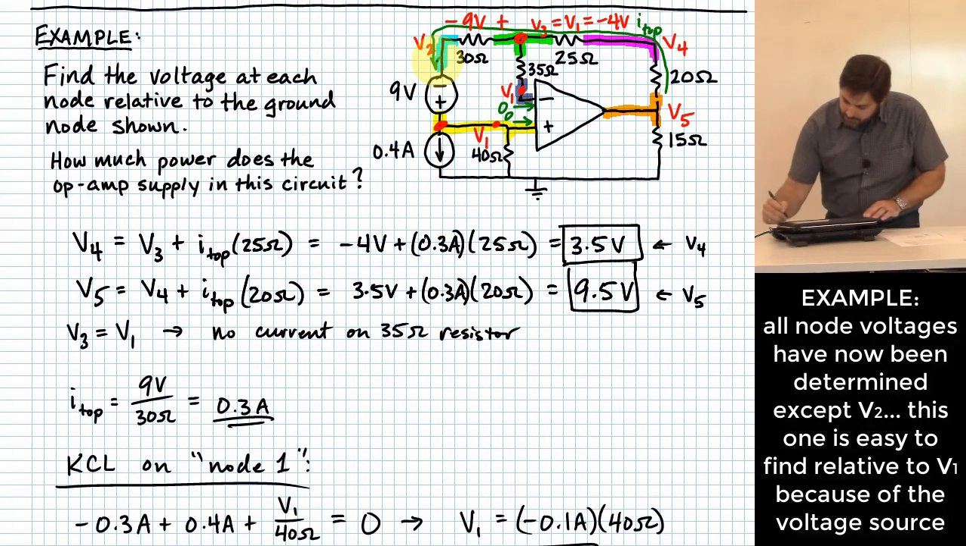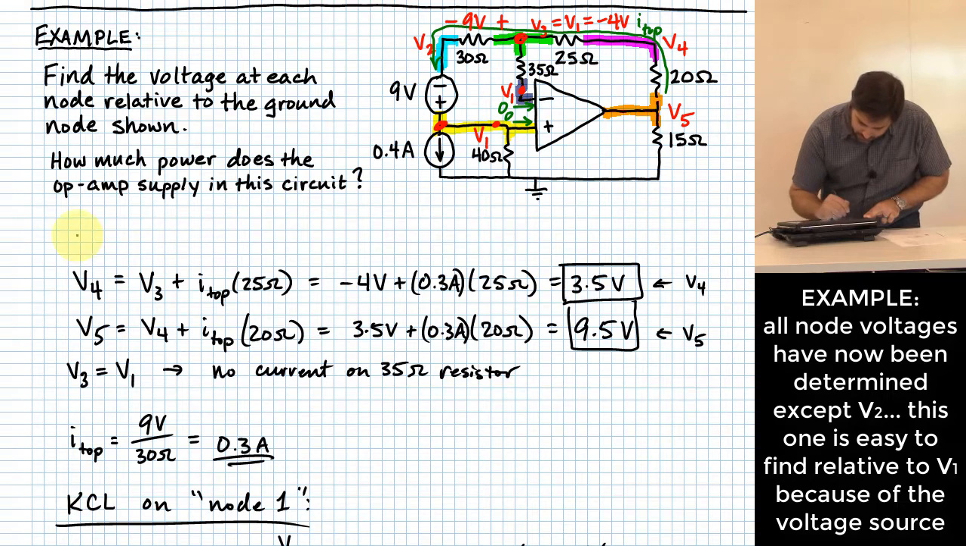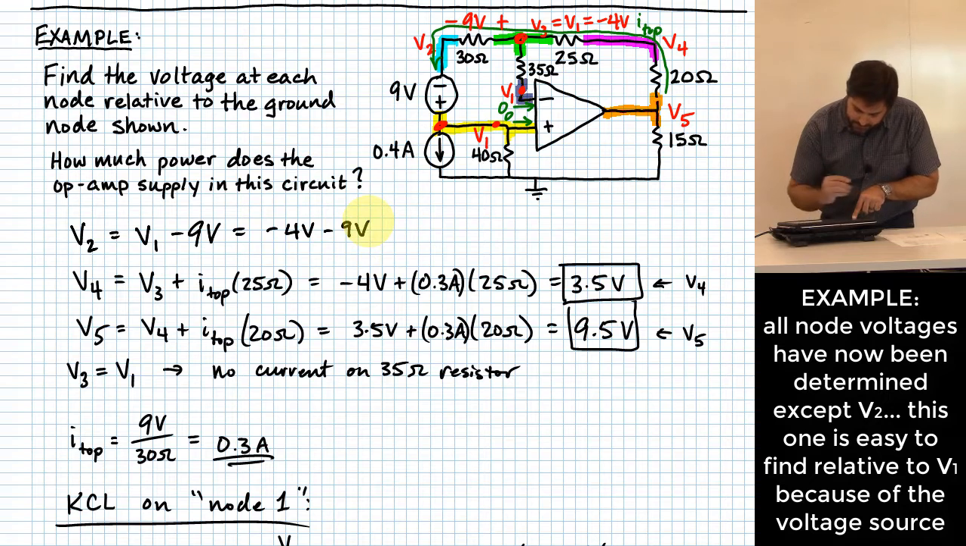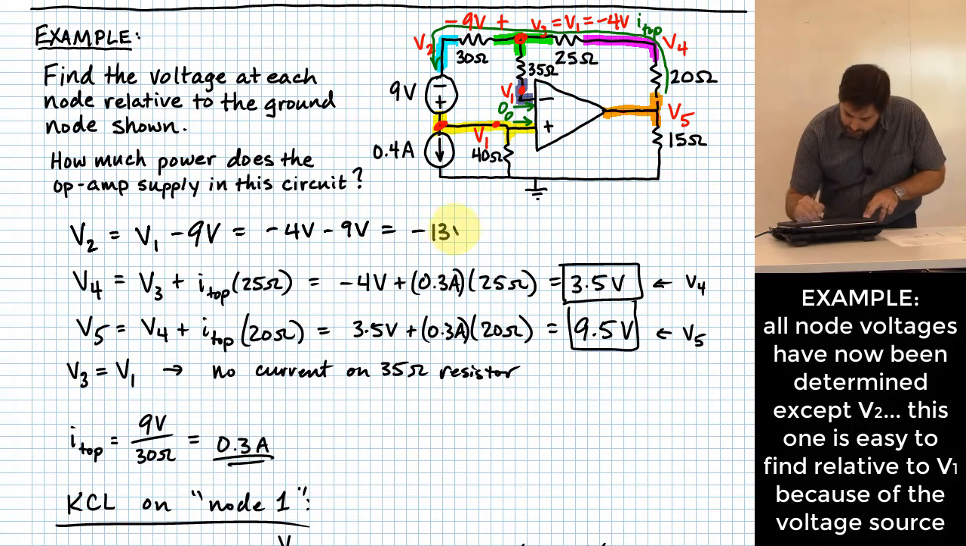Okay, so let me scoot this down again. And we'll say V2 is just going to be equal to V1 minus 9 volts. And that is just going to be equal to minus 4 volts minus 9 volts. And what does that give me? Negative 13 volts. And that is V2.